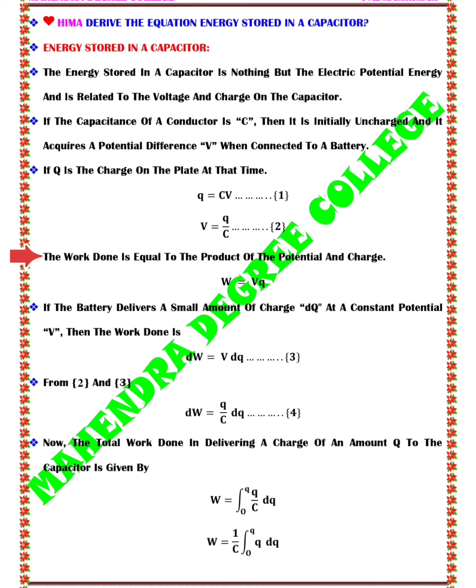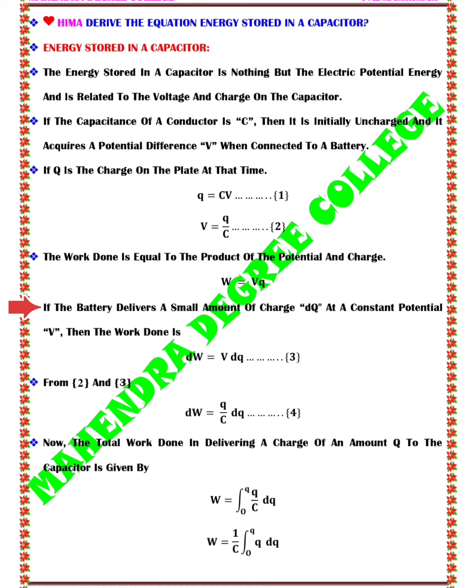This equation is used to calculate the work done by a battery in pushing a charge through a circuit, or the work required to move a charge in an electric field. If the battery delivers a small amount of charge dq at a constant potential V, then the work done is dW, that equals V dq. This is equation number 3.